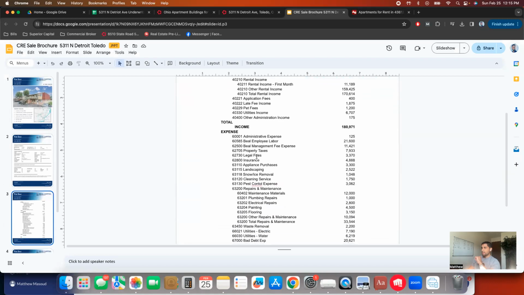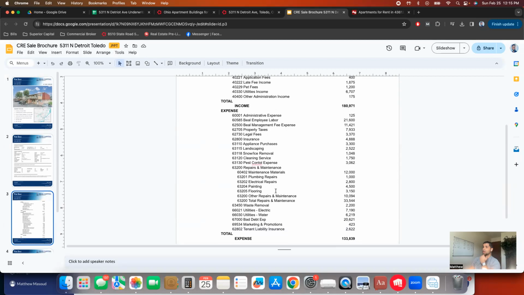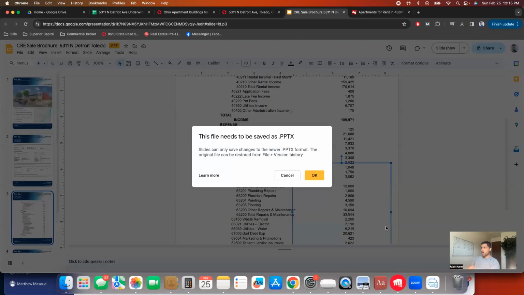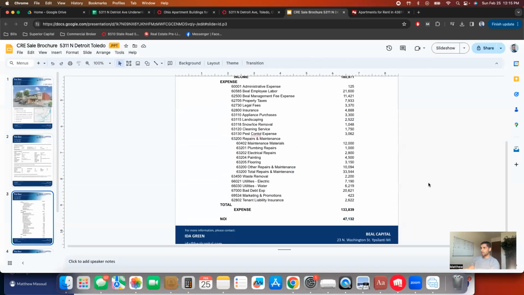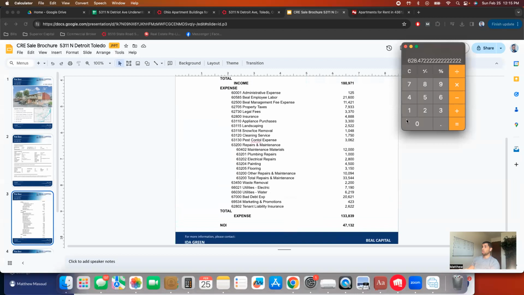Now let's look at their expenses. Wow. So looking at their expenses as a whole, big picture, they're running $133,839 in expenses annually, which is huge. So it looks like there's definitely some operational inefficiencies there.